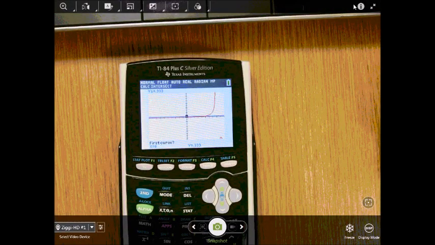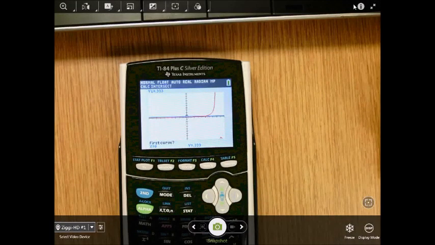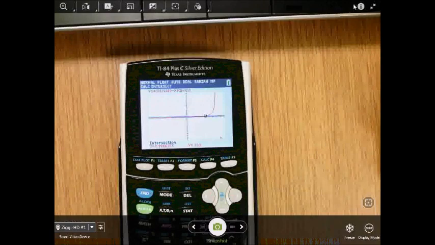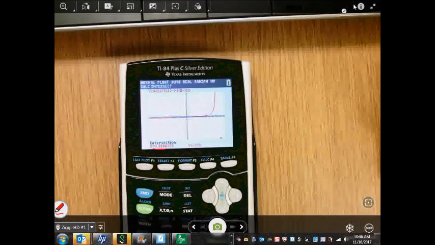Now it says first curve right here. You have to hit enter through the first curve. It's going to say second curve. You're going to hit enter through the second curve. Guess. You're going to hit enter and it'll give you the intersection. The intersection happens to be this 4.9998 number you see here.